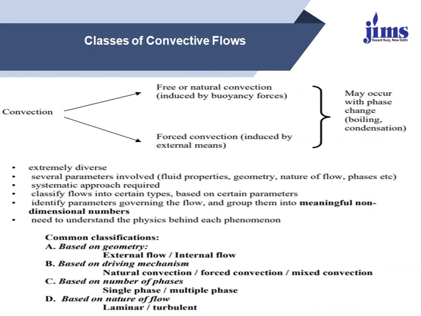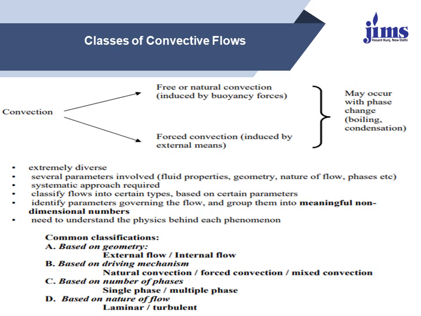Types of convection flow. The convection may be of two types: natural convection, influenced by the buoyancy force, and the second is known as forced convection, induced by external means or external work done. The third is extremely diverse. Several parameters are involved: fluid properties, geometries, nature of flows, phases, etc.